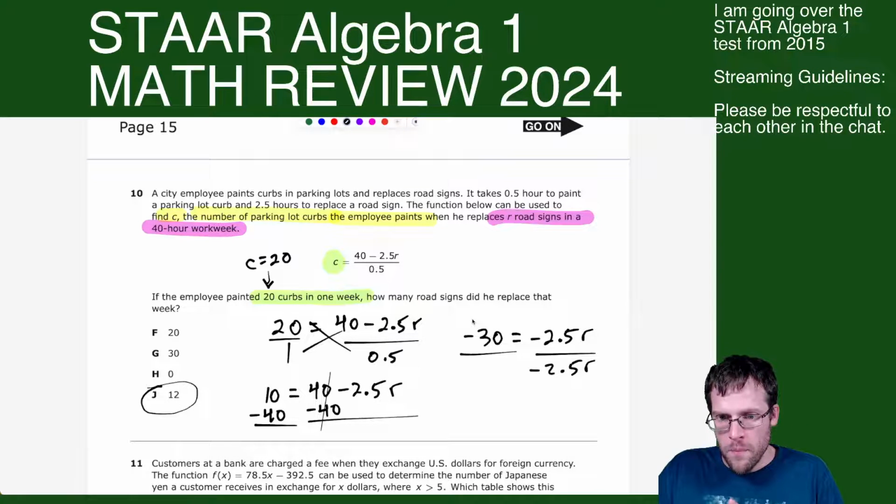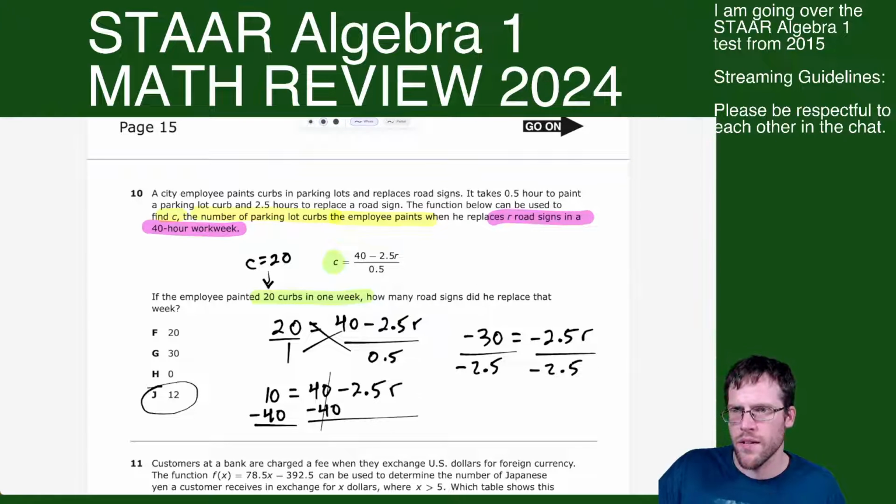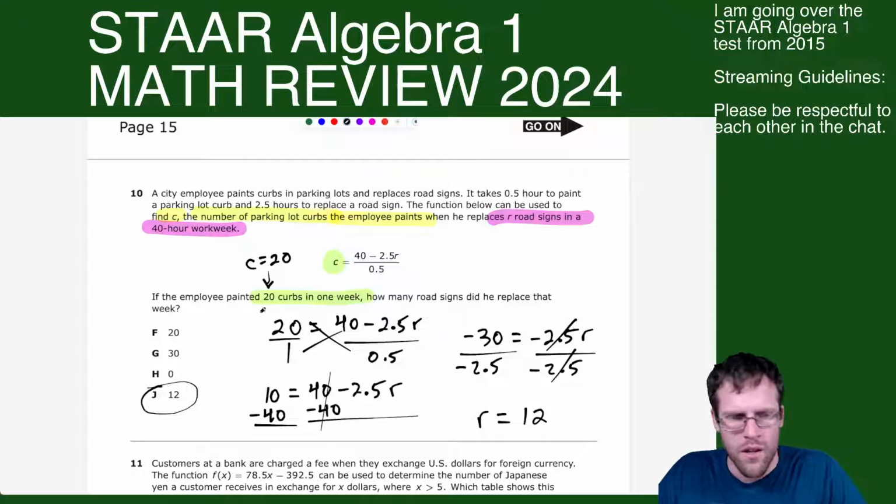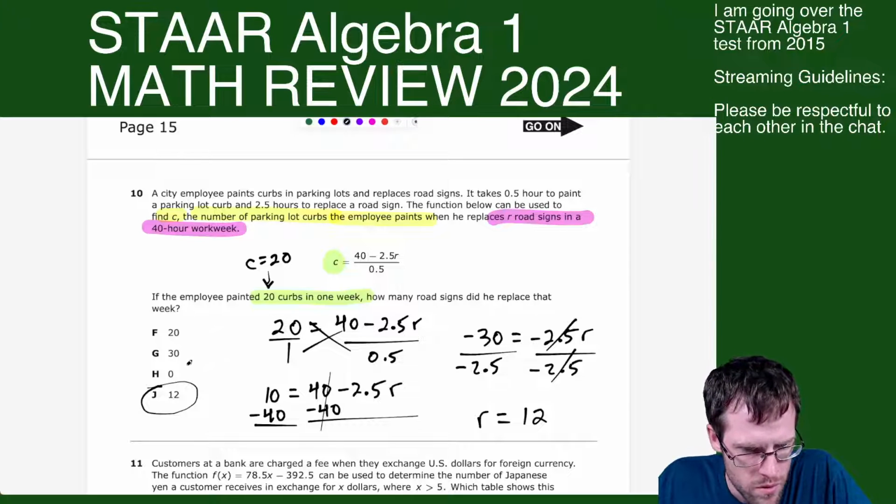I mean, whatever, you can just type this in a calculator. I guess we don't need to show the trick. Oh, my bad, I shouldn't have written the r. Sorry about that. So just dividing by negative 2.5, this cancels out and we have r equals, and a negative over a negative is positive, and 30 divided by 2.5 is 12. Okay, so same answer. Cool.